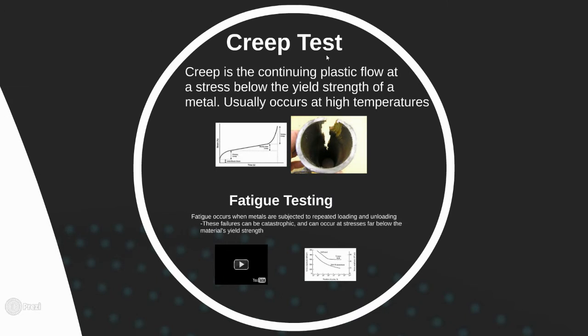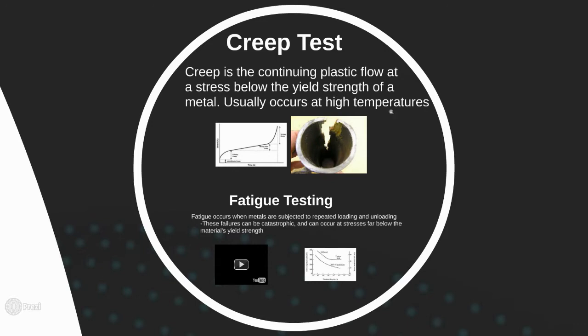Another mechanical property is called creep. Now, creep is actually very, very interesting. It's when you have continuing plastic flow at a stress below the yield strength. That's important, stress below the yield strength, because I mentioned before that most engineers use yield strength as a point to determine whether a material has hit failure or not, especially when building structures like buildings and bridges. So if something is occurring below the yield strength, that's very important. This usually occurs at high temperatures.